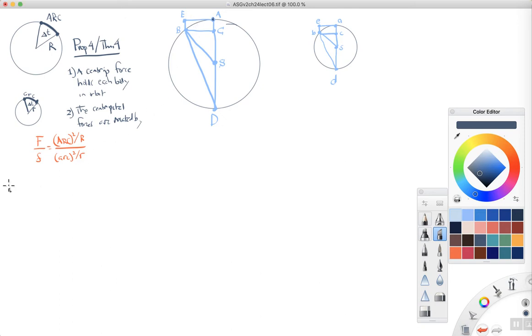So here's my first point I'd like to make, is that the object that is orbiting would move to point capital E, or little e in the case of the second object, if there was no centripetal force.